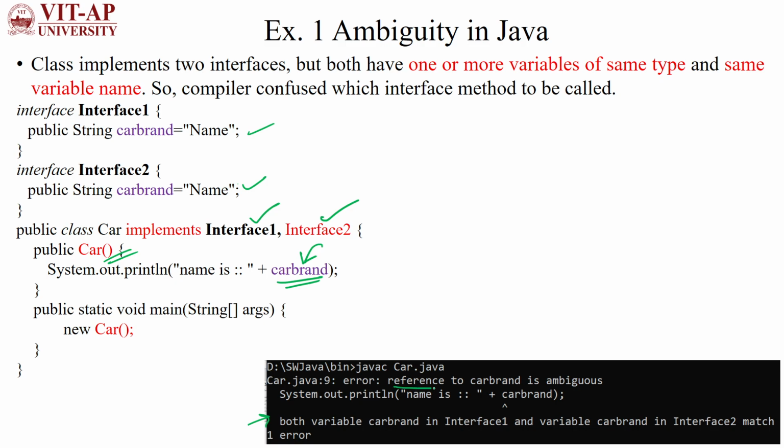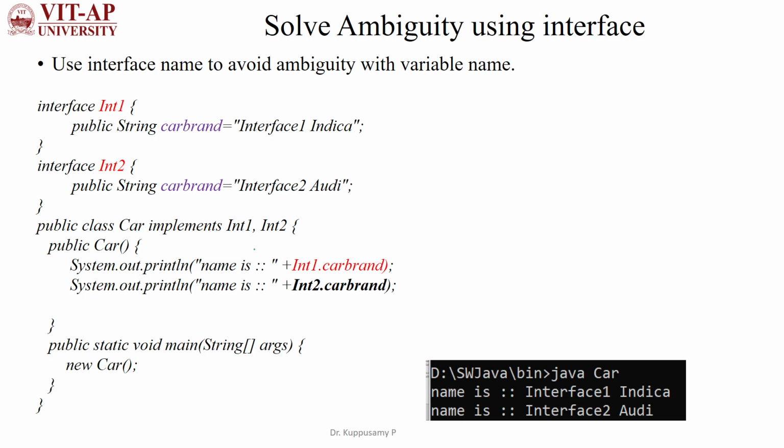You see, reference to the car brand is ambiguous. Ambiguous in the sense that more than one interface has a similar variable name with a similar data type, so you are getting the error. How do we solve this? It can be solved by using the interface name.